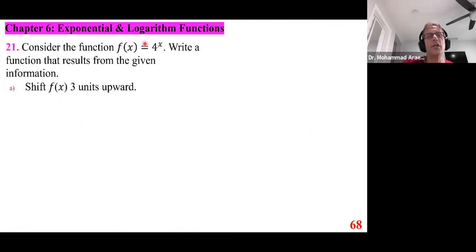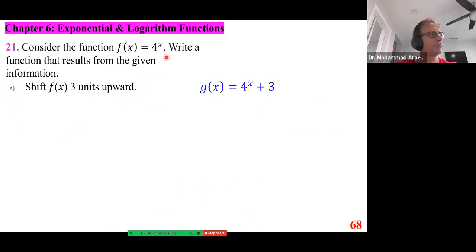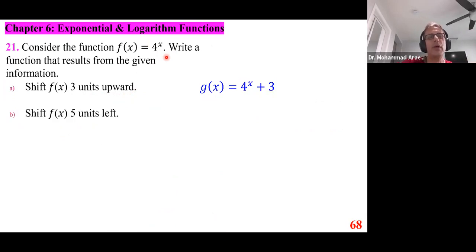We are given the function f of x or y equals 4 to the power of x, and we want to shift that 3 units up. So add 3. Now we want to take it 5 units. We are going back to this 5 units left. So we change the x to x plus 5.